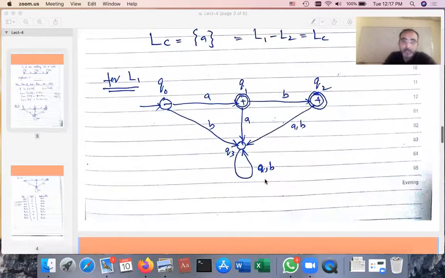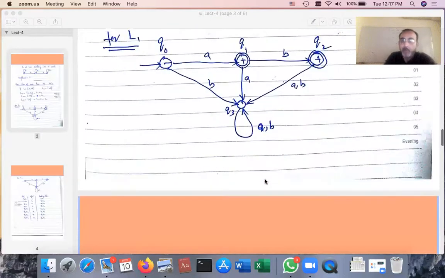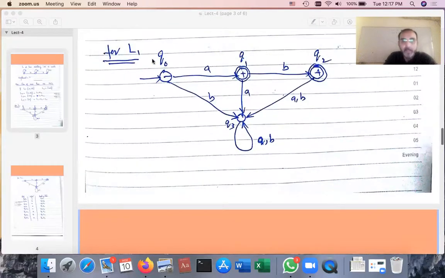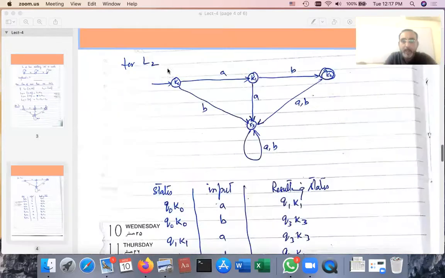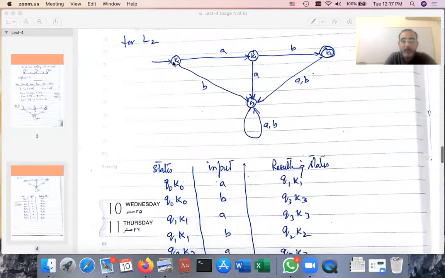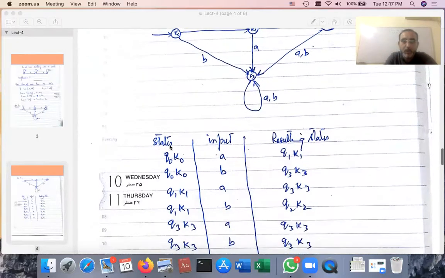In combination. For how we can do that, take the initial state of this DFA, which is for L1, so the initial state is Q0, and take the initial state of the DFA for language L2, and the label for this initial state is K0. So there is one column for states, one column for input symbols, and the other column for resulting states.